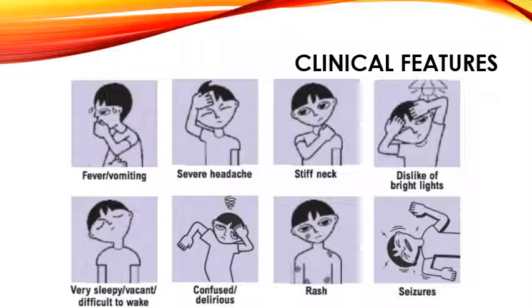The child can be very drowsy or sleepy, vacant or difficult to wake. Confusion and delirium can be seen in early stages of meningitis. Rashes can be appreciated in some children. Seizures can also be seen in older children. Well, other clinical features which we'll see in older children are Kernig's and Brudzinski's sign. Well, these are the signs which we see in our clinical examination. I'll explain Kernig's and Brudzinski's sign in further slides.